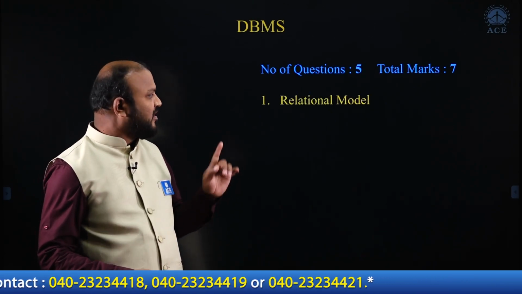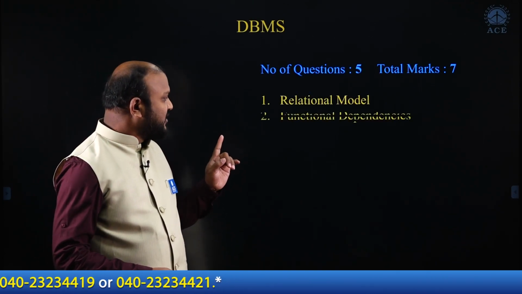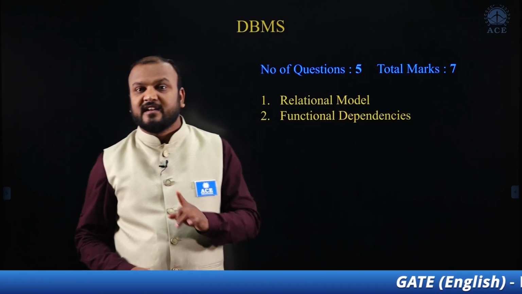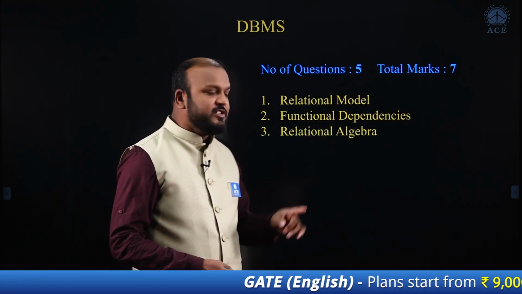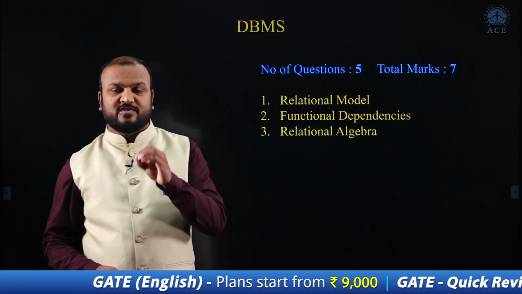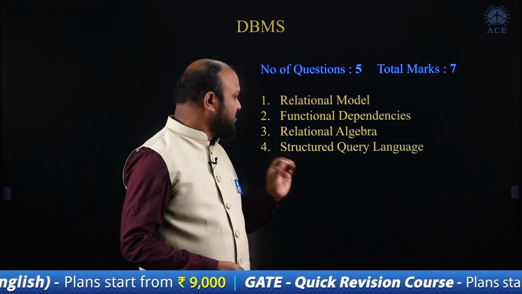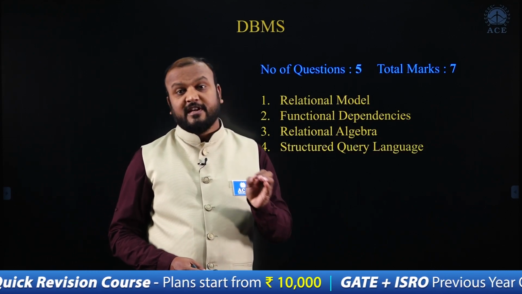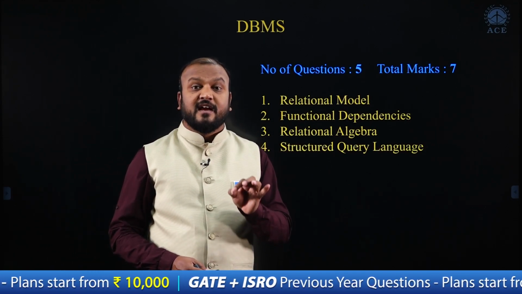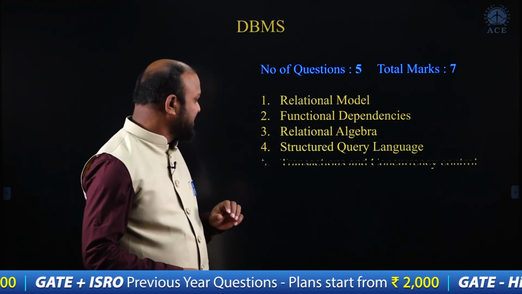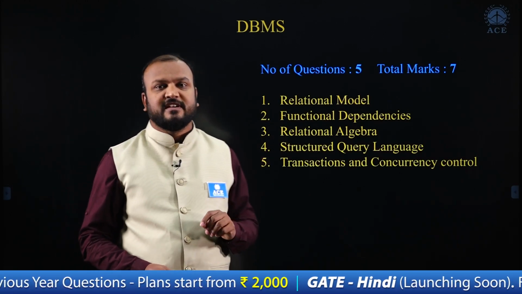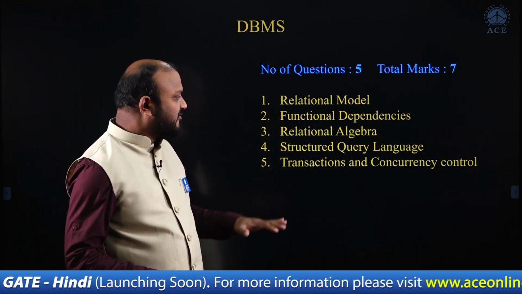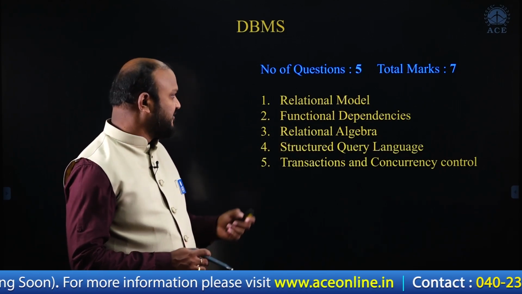One question is on the relational model. One question is on functional dependencies, where it is asked to find the number of super keys. One question is on relational algebra, based on the concept of the division operator. One question is on structured query languages, which is a combination of nested query, correlated query, not exists operator, and set manipulation operators. And one question is on transactions and concurrency control, which is based on conflict serializability. These are the 5 questions from these 5 different topics.